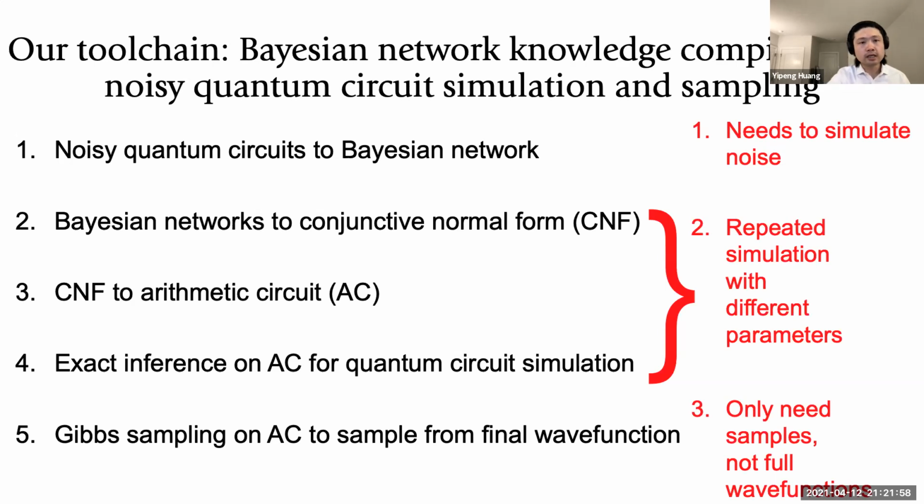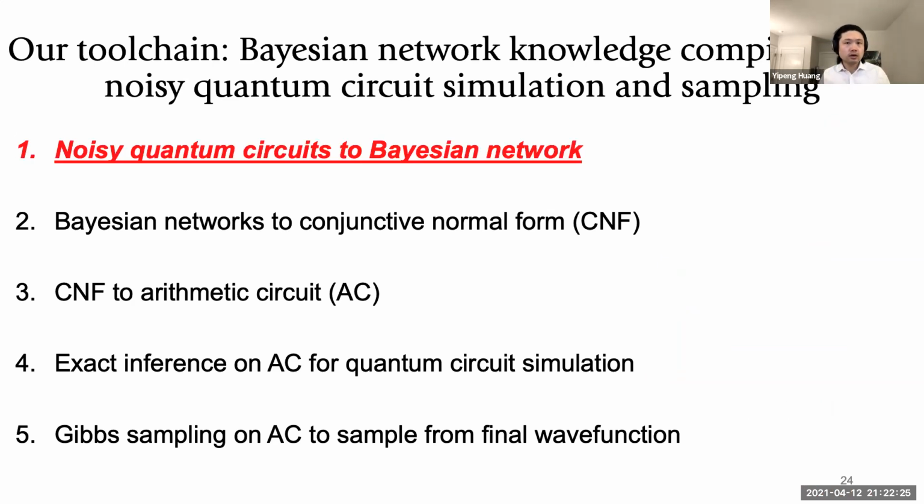And this toolchain, each stage very nicely matches up to some of the key properties of variational algorithms. So essentially, we're borrowing this idea that using classical inference techniques, they can do things like repeated inference, repeated simulation, and also drawing samples. And that matches very nicely with the needs of doing variational quantum circuit simulation. So now let's go through these compilation stages one by one.